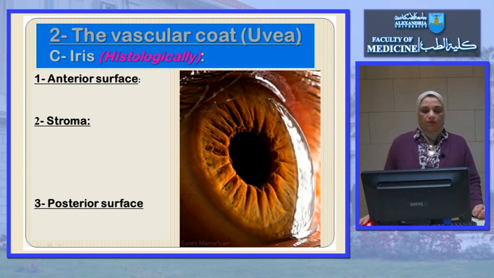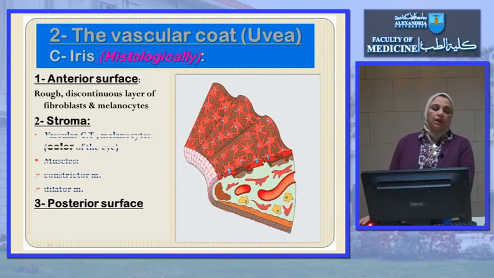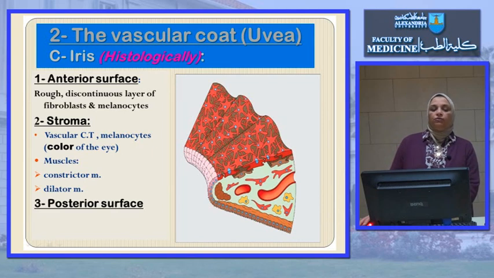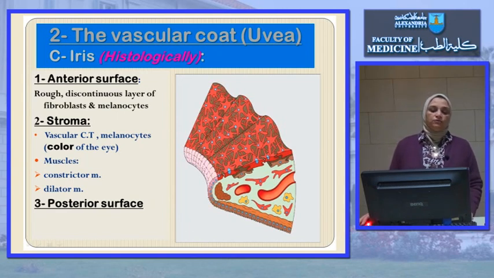Histologically, again, we have the anterior surface of the iris, the stroma, and the posterior surface. The anterior surface, if you remember, I said that Descemet's membrane and the endothelial cells of the cornea are continuous with the discontinuous layer of fibroblasts and melanocytes on the anterior surface of the iris. This is the anterior surface of the iris. The posterior surface is pigmented, and in between you'll find the stroma.